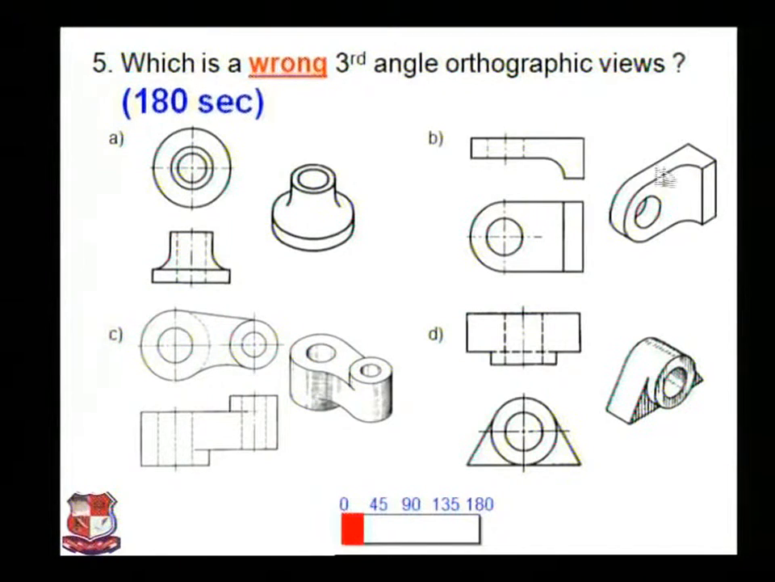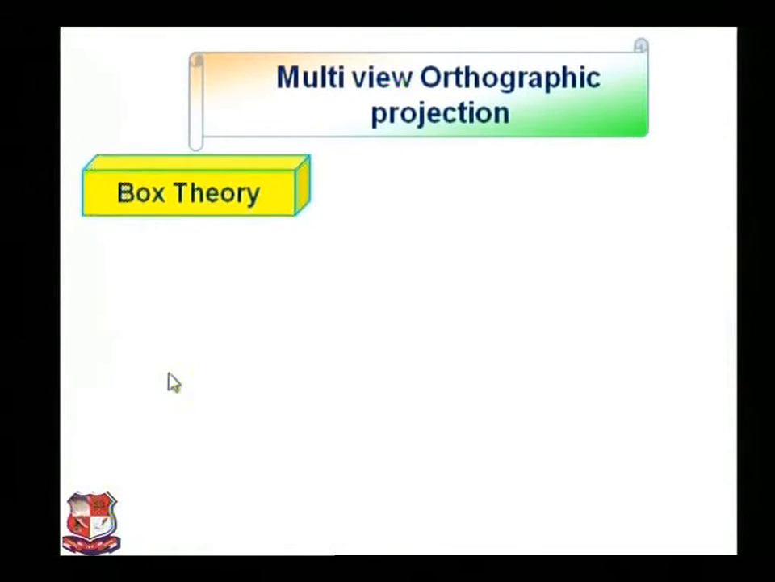About B, if you look from the top, it would appear as shown over here. If you look from here, so this B is also not correct. Think about C. In C, if you look from here, then this view is shown over here. This is full circle, this is dotted circle. So this dotted circle is here, hence this is drawn with first angle projection method. So this is the wrong third angle orthographic view, right? So C is the right answer.